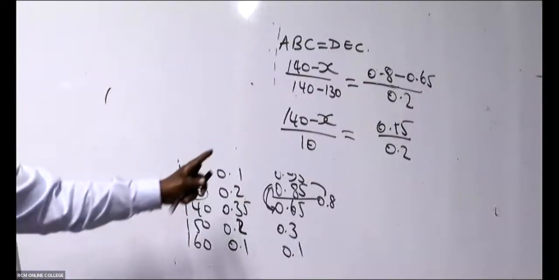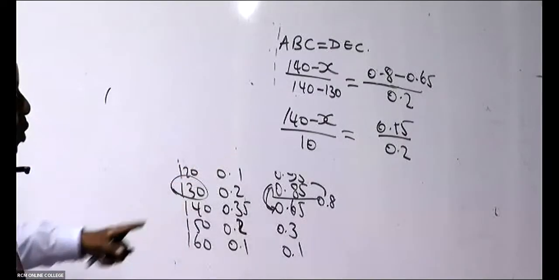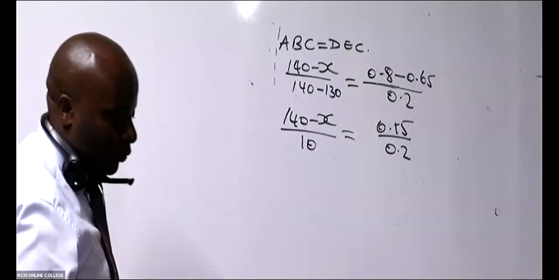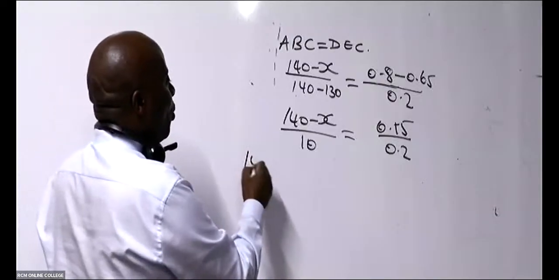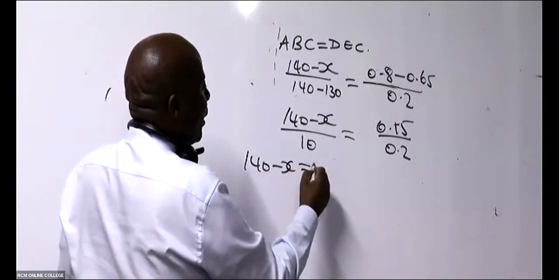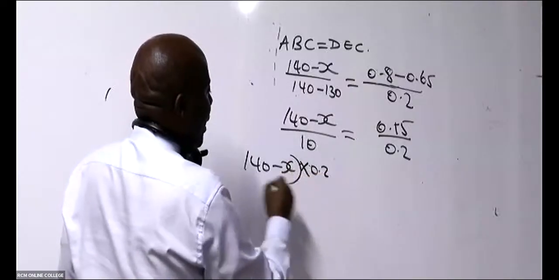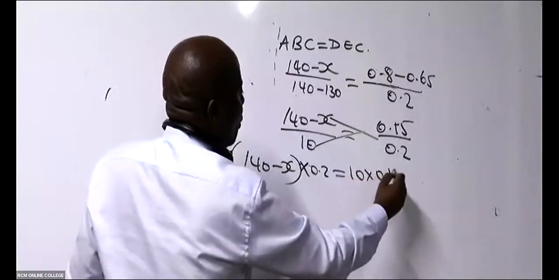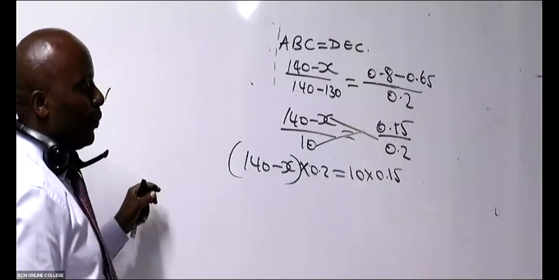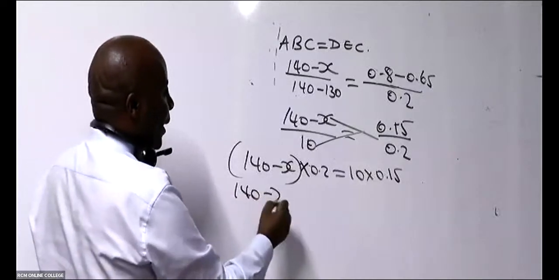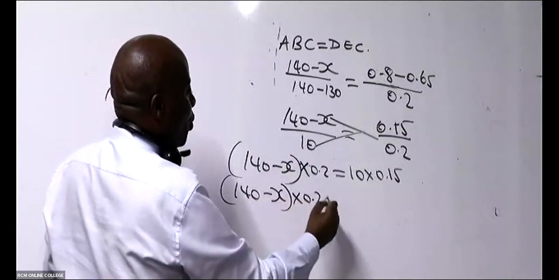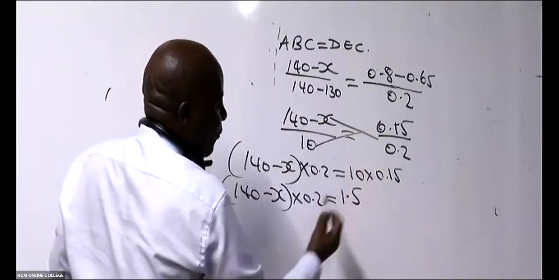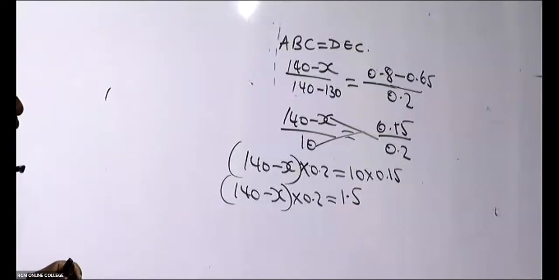So I want to make X the subject of the formula. To do that, my good students, this will be 140 minus X times 0.2. I'm cross multiplying. It will be equal to 10 times 0.15, which gives us 1.5. Oh, they're not following.